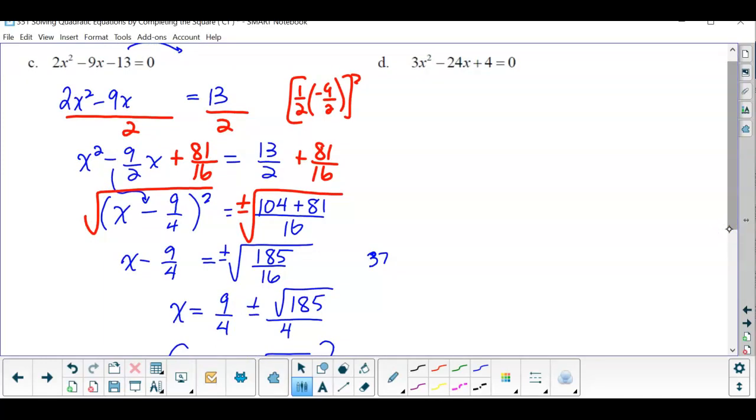So next one, it's got a 3 in front. So again, I'm going to bring the 4 over to the right. Oh, it's minus 4 when it's on the right. And divide both sides by 3.